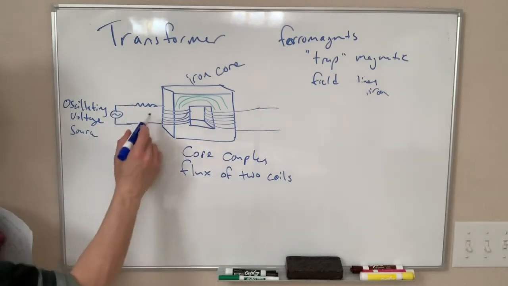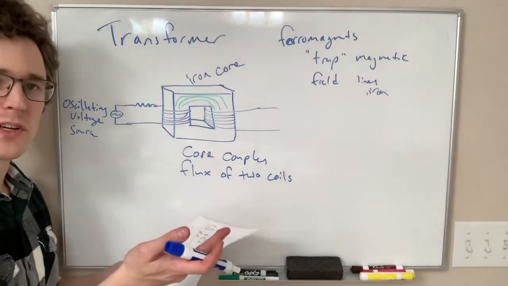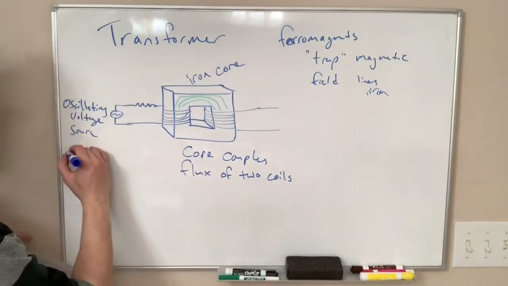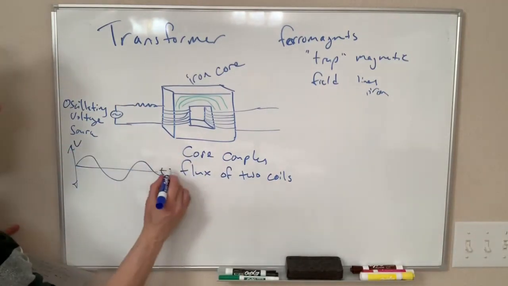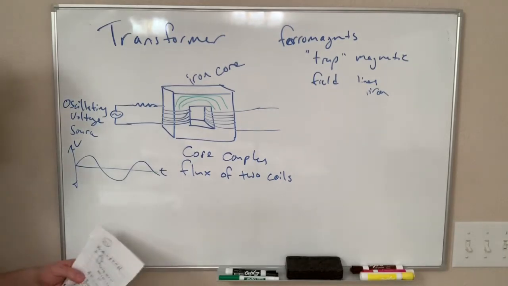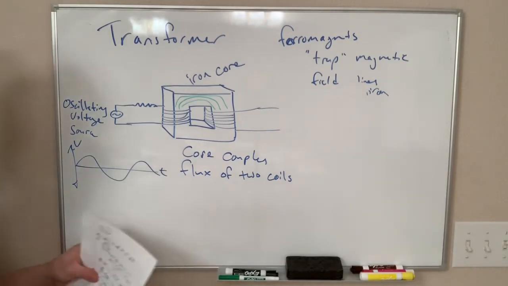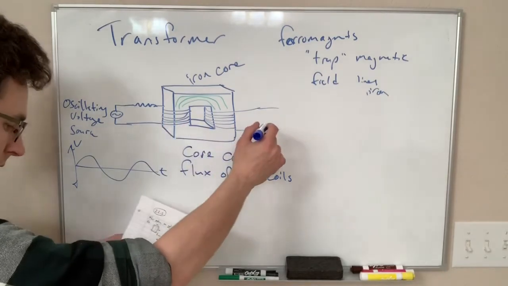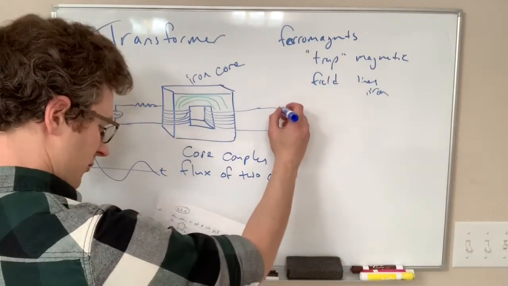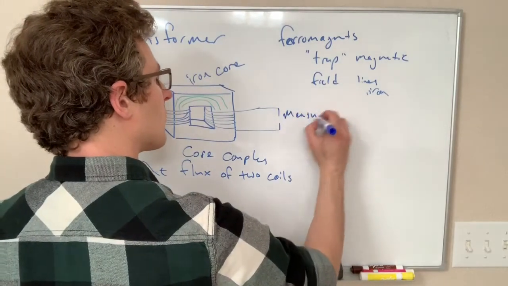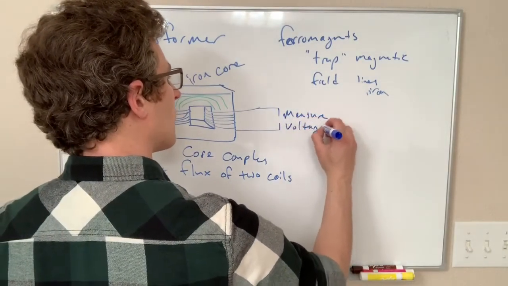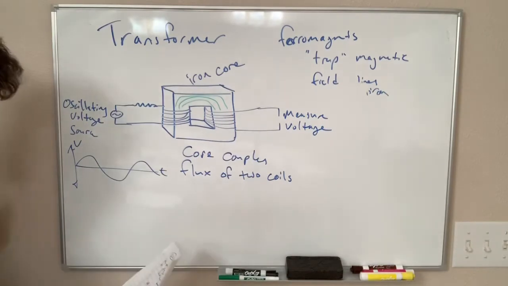So this is making a voltage, just like we saw in the last lecture. Sometimes it's positive, sometimes it's negative. It's oscillating like a sine wave. So that's V as a function of t. Okay, and over here, let's say we are measuring the voltage that we get on our loop over there.